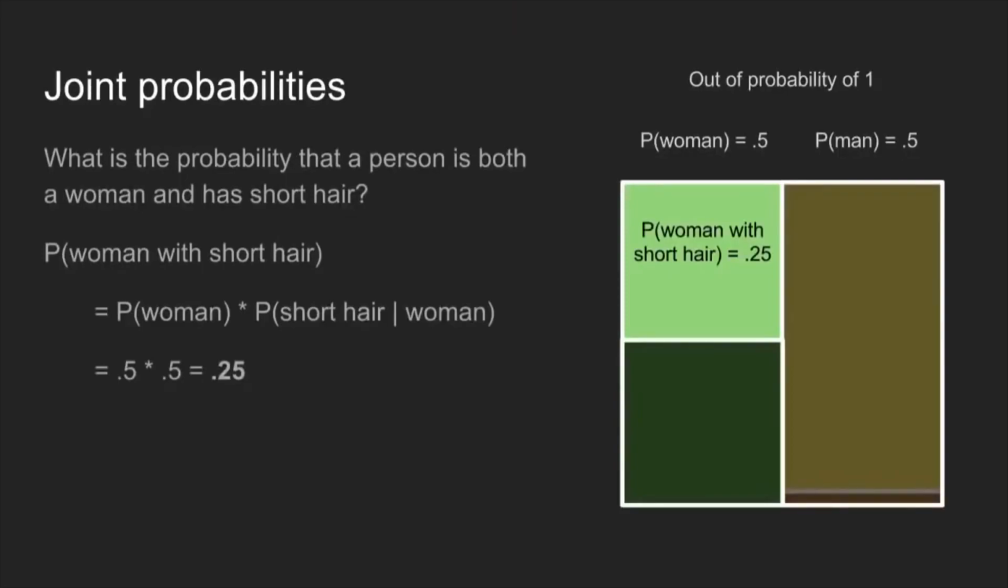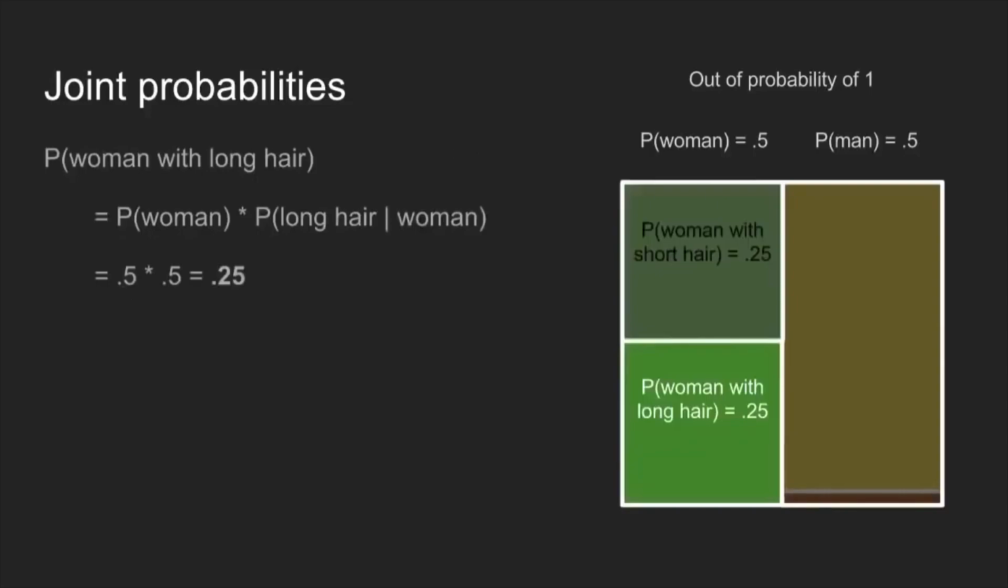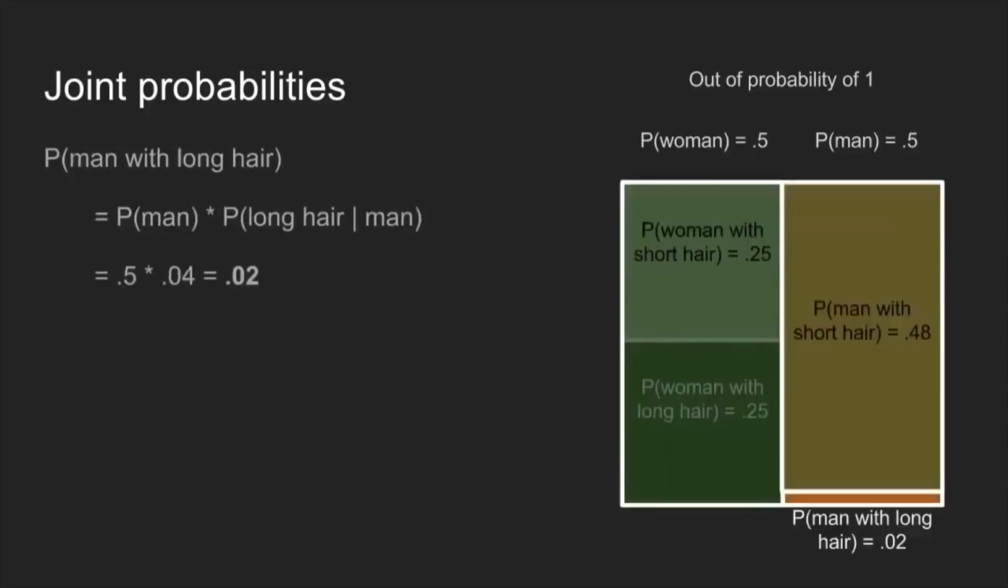Now, concept 2, joint probabilities. What's the probability that a person is both a woman and has short hair? To calculate a joint probability, you first find their conditional probability. If I know that they're a woman, what's the probability that they have short hair? And then you multiply that by the probability that they're a woman. So in this case, 0.5 times 0.5, we get 0.25, which is exactly what we knew it was going to be. And the same is true for all of our different conditions.